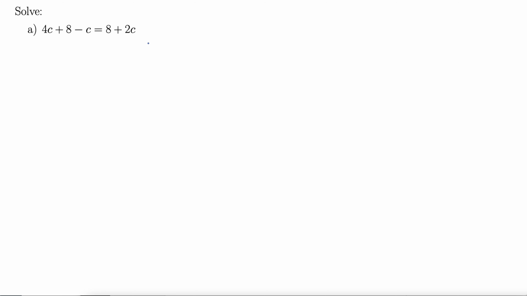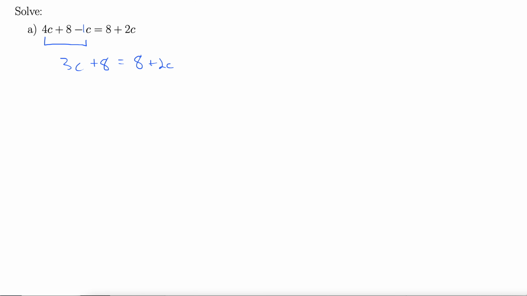Okay, here we go. The first thing we need to do is combine like terms. So there we go, 4c minus c. Remember, this is just a 1c. So we have 3c plus 8 equals 8 plus 2c.